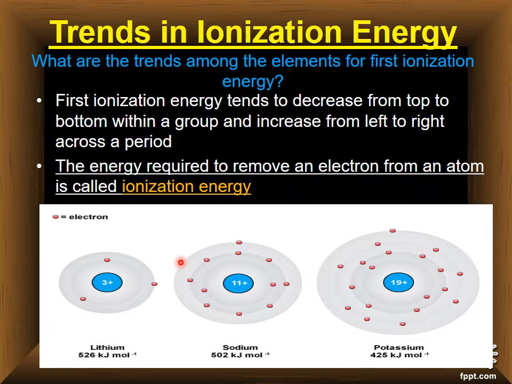Now the proper definition of ionization energy is like this: the minimum energy required to remove an electron or valence electron from the outermost shell in a gaseous atom is called ionization energy. One more time I am repeating: the minimum energy required to remove a valence electron from the outermost shell in a gaseous atom.